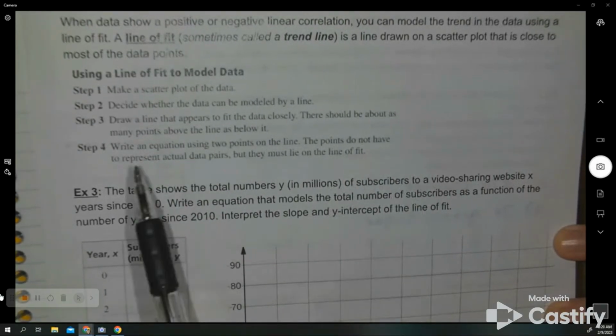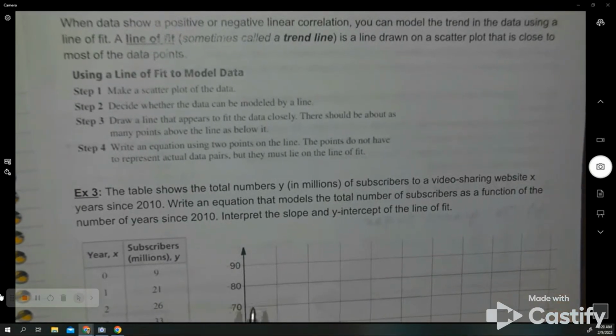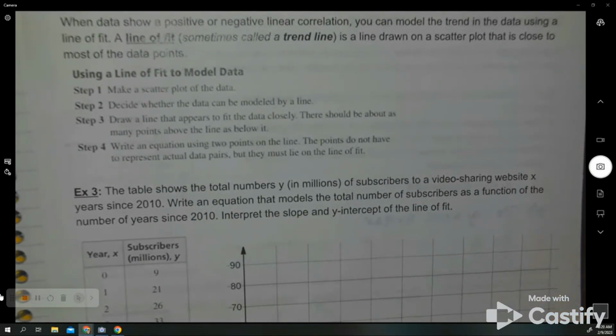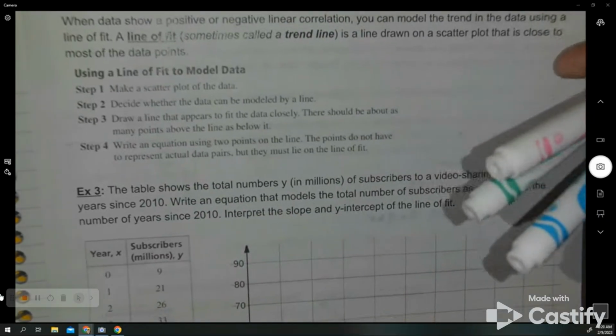And then just as a reminder, the points do not have to represent actual data pairs. So it doesn't have to be a piece of data from the scatter plot. It could just be two points that happen to be on that fit line that you drew. Okay, so we'll take a look at that in just a minute.